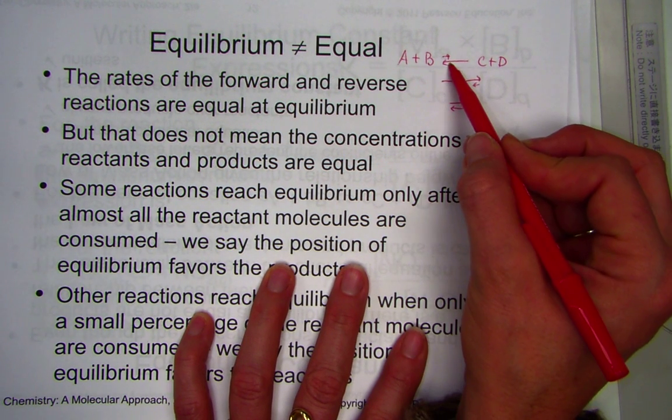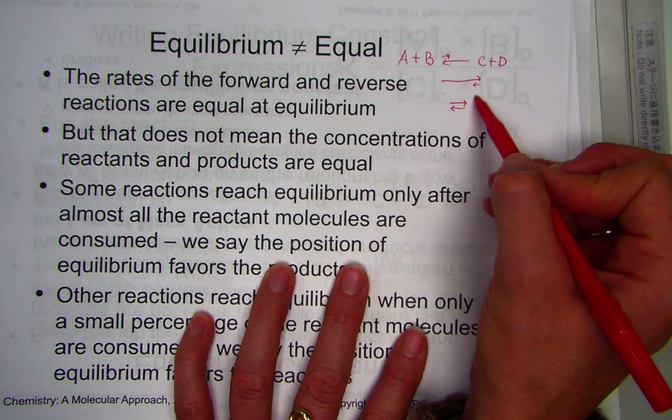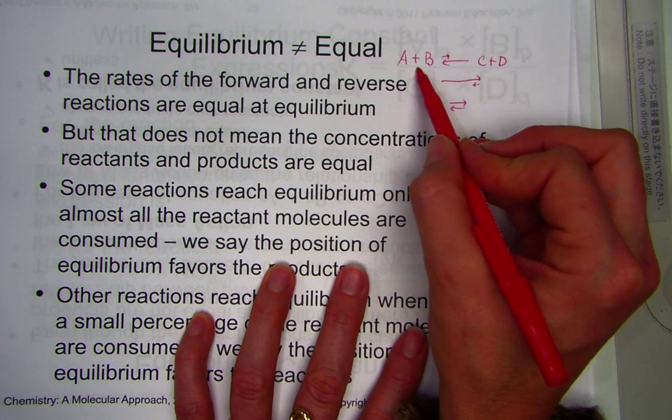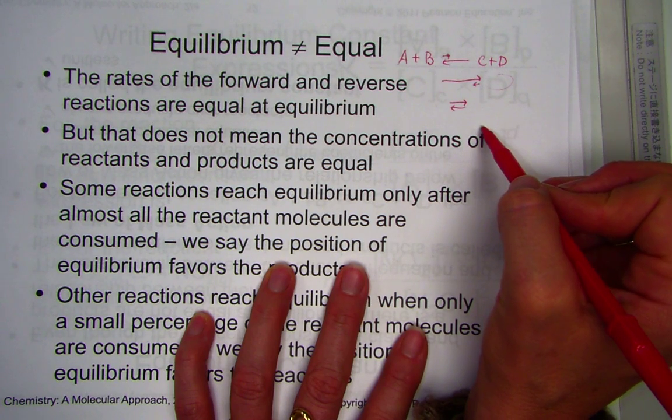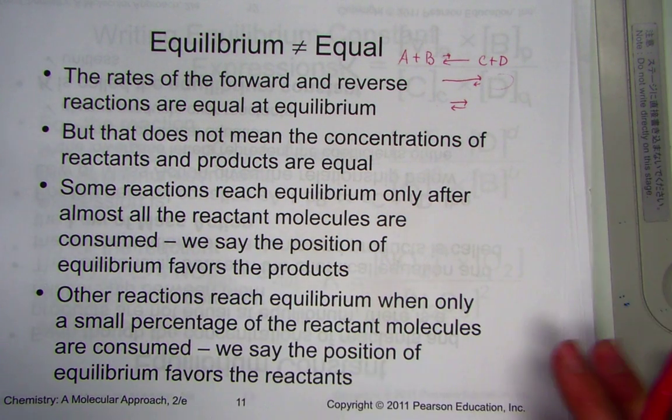Remember, the rates are the same, but that doesn't mean the same amounts. I could be favoring reactants, I could be favoring the products, or if they're being consumed and produced in about the same proportion, you could see an arrow of equal length.